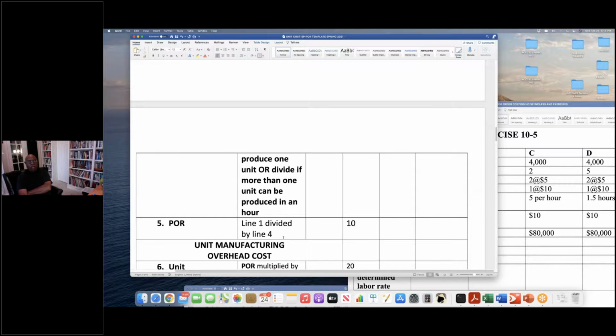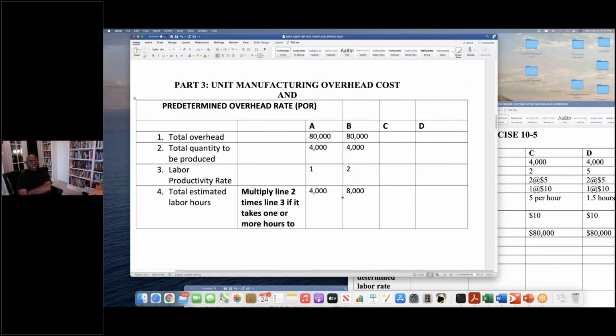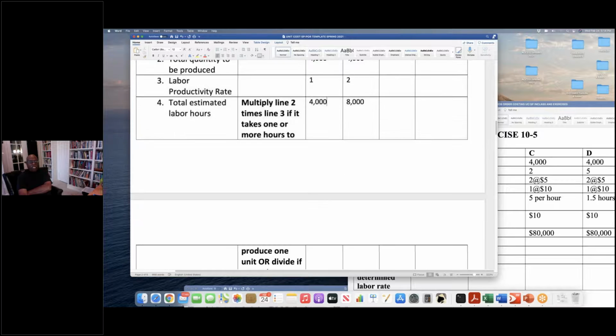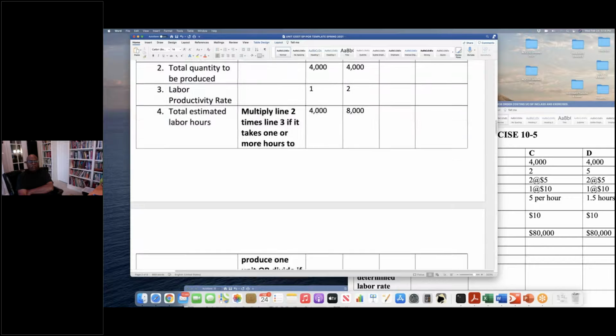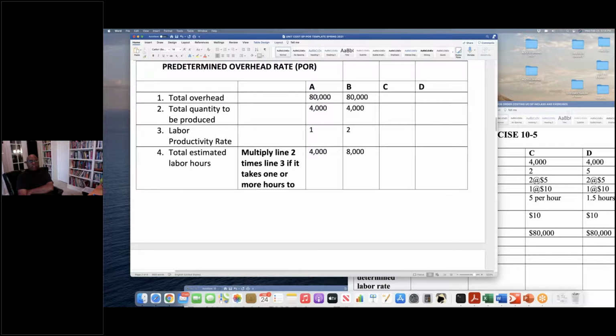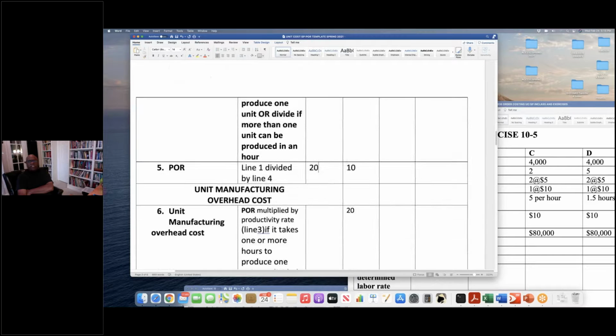Then our POR is line 1 divided by line 4. Once we come up with this number, line 1 divided by line 4 gives us the POR of 20. See if they can do that now. Can they get the 20? They see that 80,000, line 1, divided by 4,000. The 4,000 is simply quantity times the labor productivity rate, and that gives us 20.